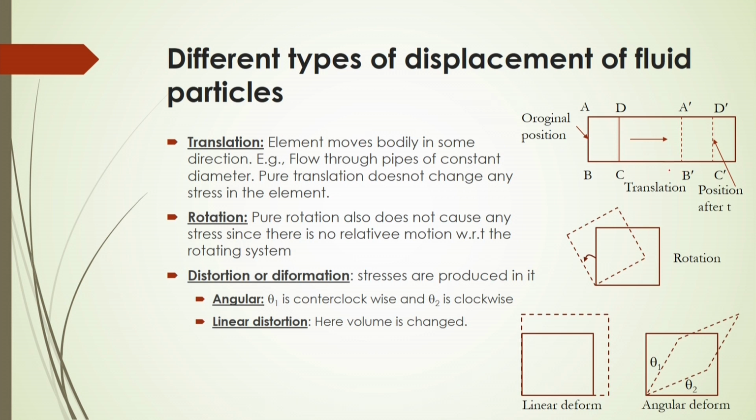An example is flow through pipes of a constant diameter. In this case, pure translation does not change any stress in the element. So, translation means the fluid particles are displaced from one location to another location without any stress. So, that is ideal translation.